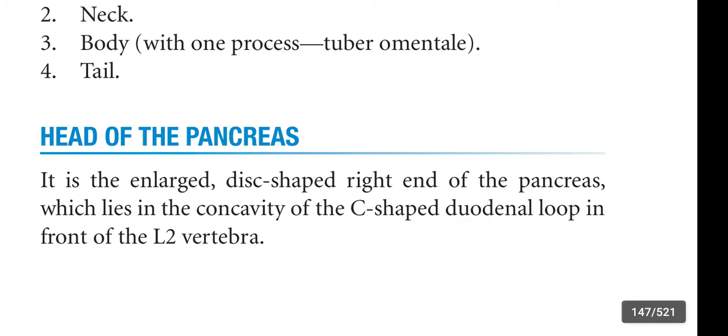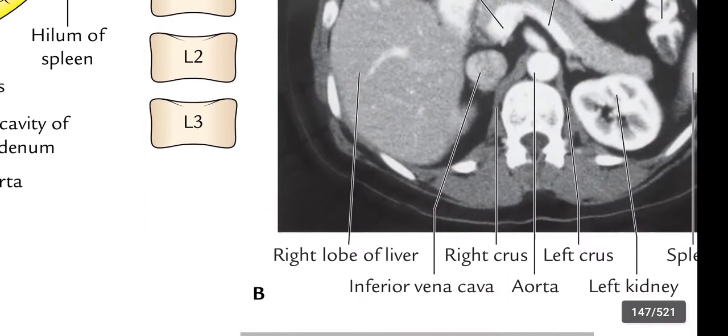The head of the pancreas is the enlarged disc-shaped right end of the pancreas, which lies in the concavity of the C-shaped duodenal loop in front of the L2 vertebra.